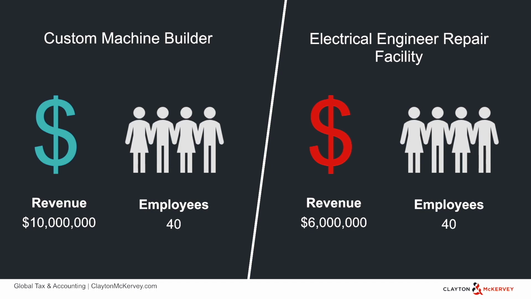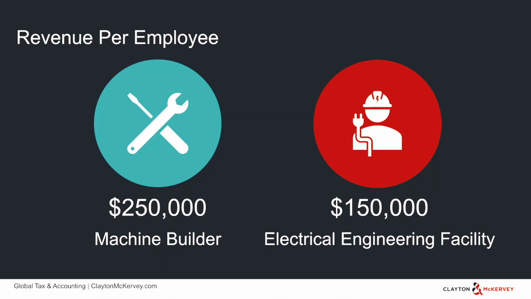Company A, a custom machine builder, they've got revenue of 10 million, 40 employees. Company B, an electrical engineering facility, 6 million in revenue, similar 40 employees. So revenue per employee of the first entity, the machine builder, is $250,000. Revenue per employee of the second company, the electrical engineer, is $150,000. How did I compute these figures?